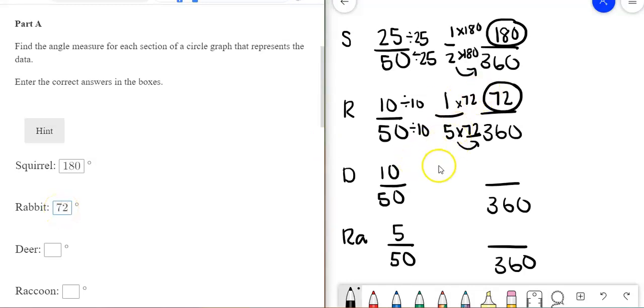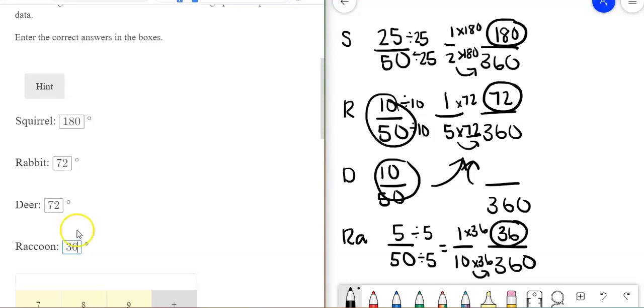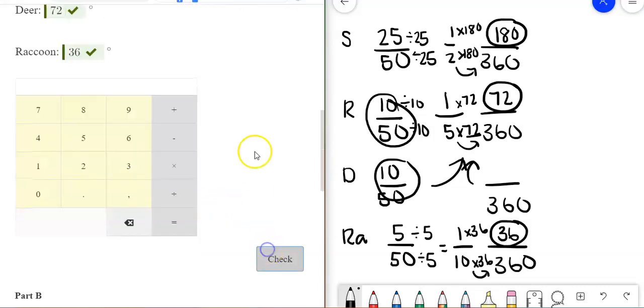Our deer, guess what? We get to do the exact same thing as we did up there because this and this are the same. So this is 72 degrees also. And then we're going to end with our raccoon. I'm going to divide by 5. You get 1 over 10. Then 10 times 36 is 360. So 1 times 36 is 36 degrees. And those are my degrees.